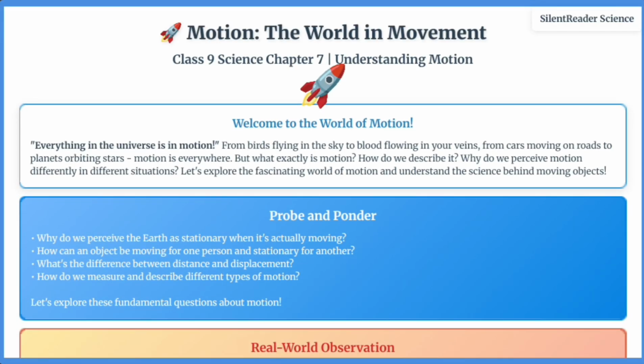Welcome to Chapter 7 of Class 9 Science, Motion. In this exciting chapter, we'll explore how objects move and how we can describe their motion mathematically. We'll learn about distance and displacement, speed and velocity, different types of motion, acceleration, graphical representation of motion, and circular motion. Get ready to understand the mathematical language that describes everything from a walking person to orbiting planets.